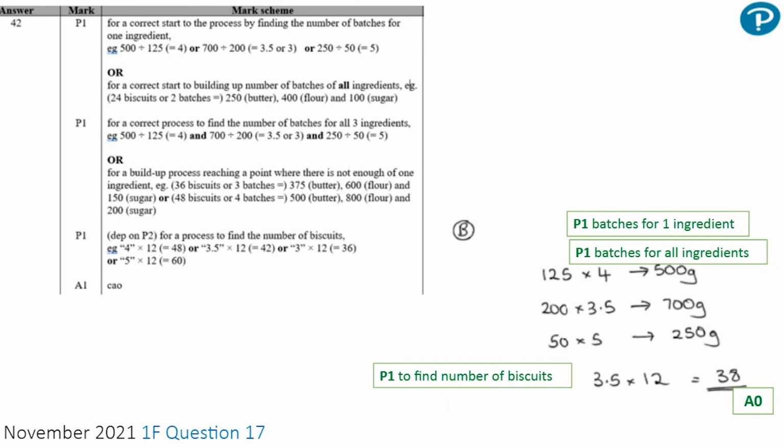But the calculation is correct. The 3.5 times 12 is correct, but they've got their final answer wrong. Very common, multiplying by 0.5s often come out with the incorrect answer. That one's A0 because the answer is 42. If you look up the top left, the answer is 42, not 38. So it's that final accuracy mark they've lost there.